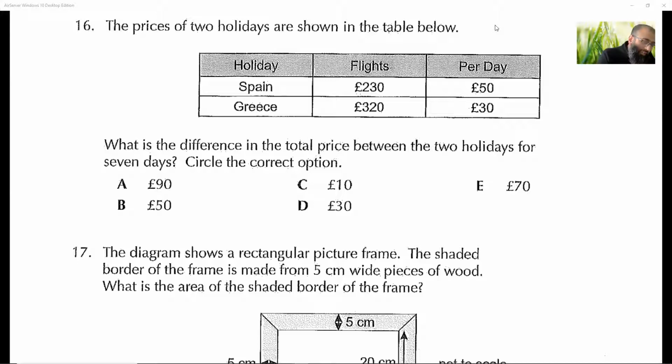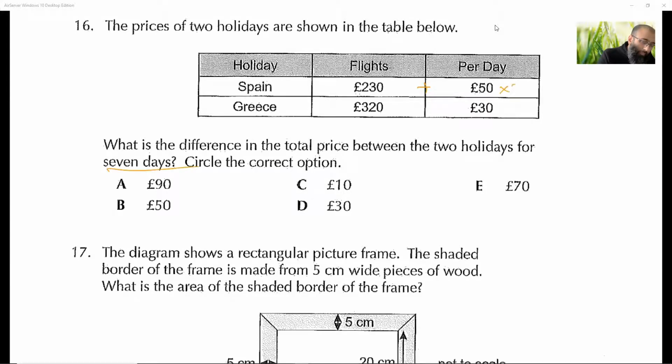So one is 230, and then we're going to add 7 days. It's 350. That's right. So that'll be 230 add 350 for the first one. So how much will that give us altogether? Next one is 320 and 30 times 7, which is 210. So 210, and we're doing 320. We're adding them up. And they said work out the difference now.